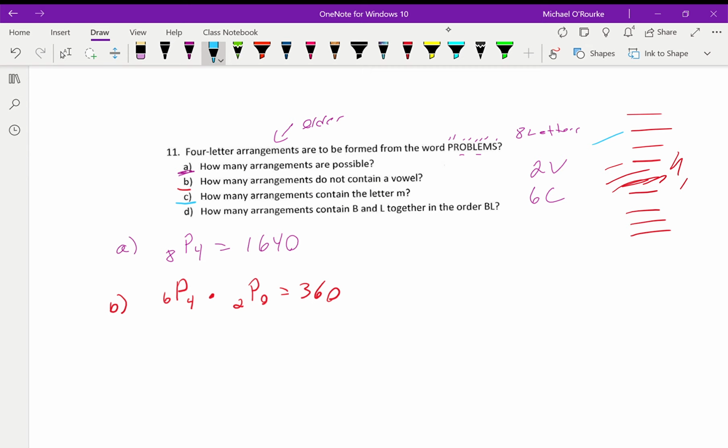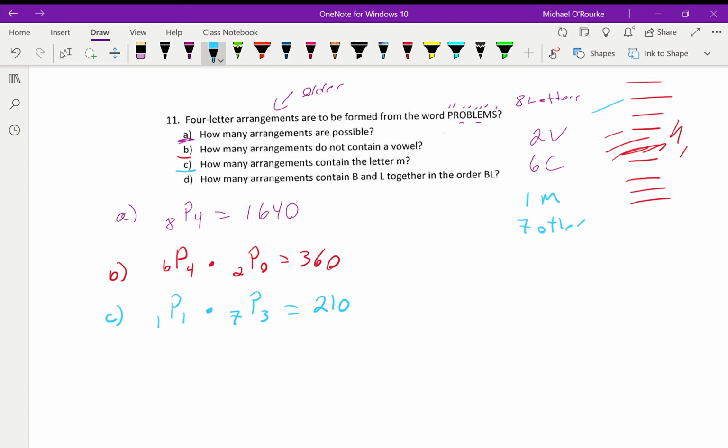So, the way I think about this, contains the letter M. So let's make a group of 1 letter M and 7 other letters. So I'm going to pick my letter M, so 1P1, times 7 other letters, 7P, and I need 3 letters to make my 4. So 7P3, that's going to be 210 different combinations.